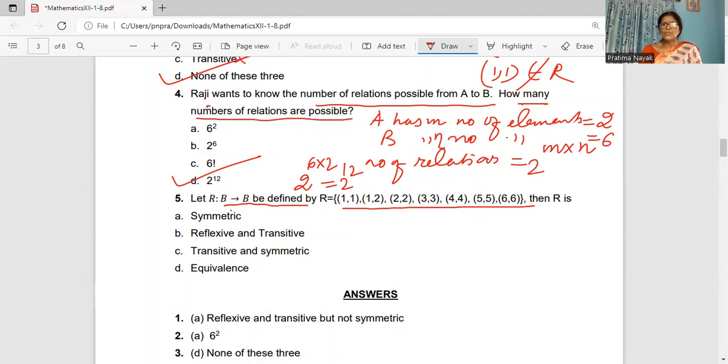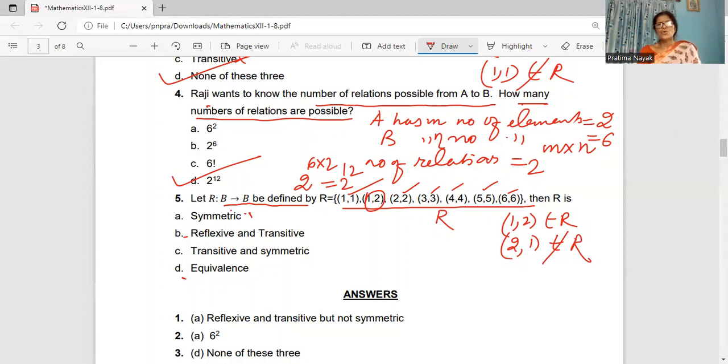(1,1) is there, (2,2) is there, (3,3) is there, (4,4) is there, (5,5), (6,6) are there. So it is reflexive. And for equivalence, all 3 are needed, so these 2 we may not check. Next we have to see whether it is symmetric or not. (1,2) belongs to R, but (2,1) does not belong to R. It is not there. So it is not symmetric.